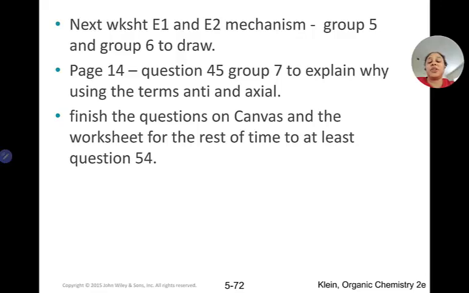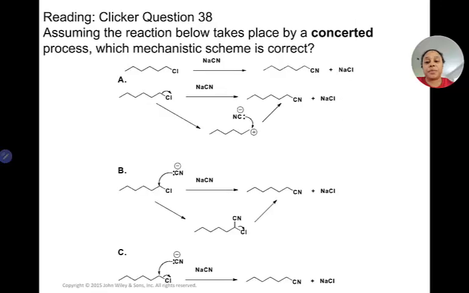Group number 5, you're going to be asked to draw some mechanisms. Group number 14, you're going to be asked to explain something from question number 45, and then the rest of the worksheet you just need to be done with. You can work with your groups for the whole thing, but you need to submit individually. If you don't submit, you're not going to get a grade.